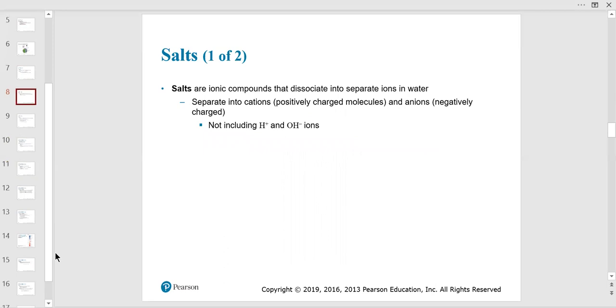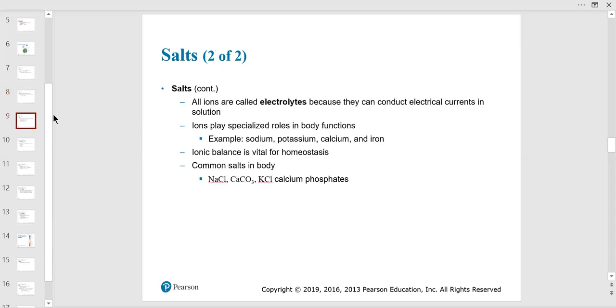Okay, salts. I think we talked about ions, right? But now we're going to talk about these two, because these aren't salts. These are the acid and base. One's positive, one's negative. Electrolytes. I think it's important you know that these are all electrolytes, sodium, but these are ions too, the ion version, not just the sodium. Electrolytes are breakdown of salts.